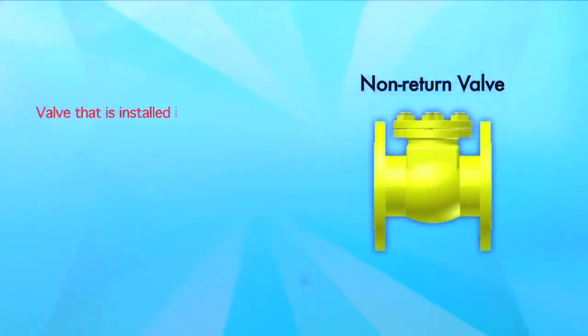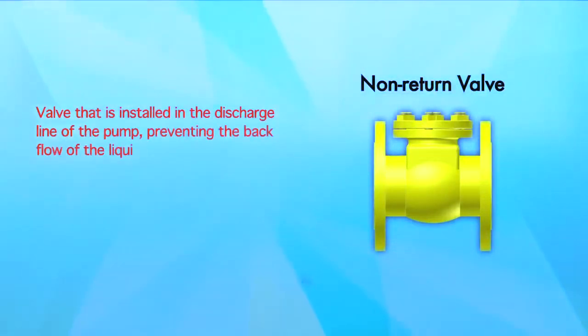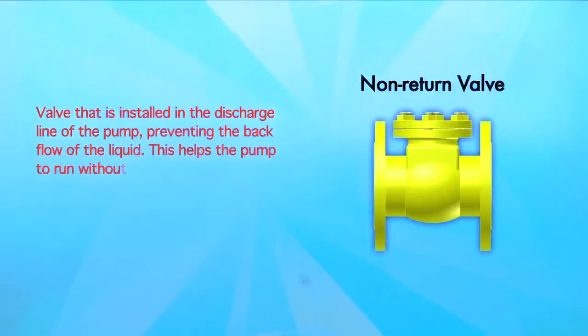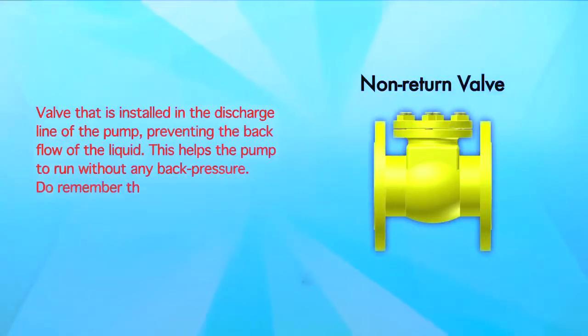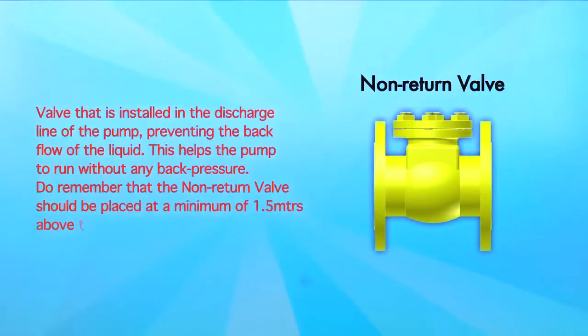Non-return valve, a valve that is installed in the discharge line of the pump, preventing the backflow of the liquid. This helps the pump to run without any back pressure. Remember that the non-return valve should be placed at a minimum of 1.5 meters above the discharge flange.